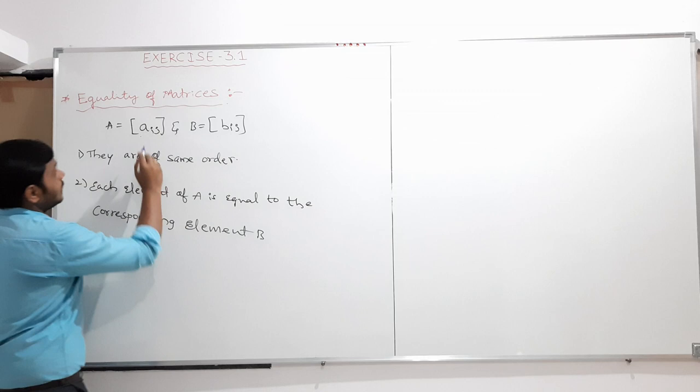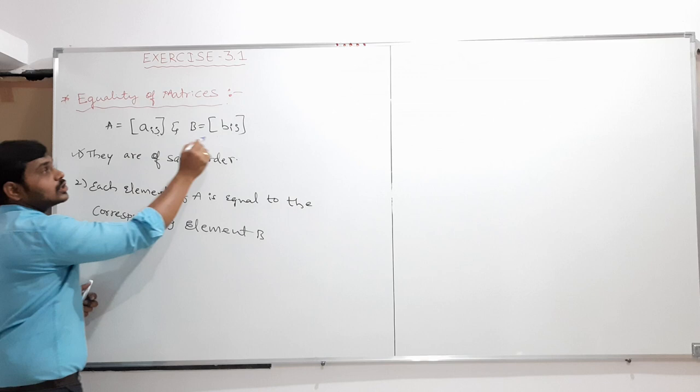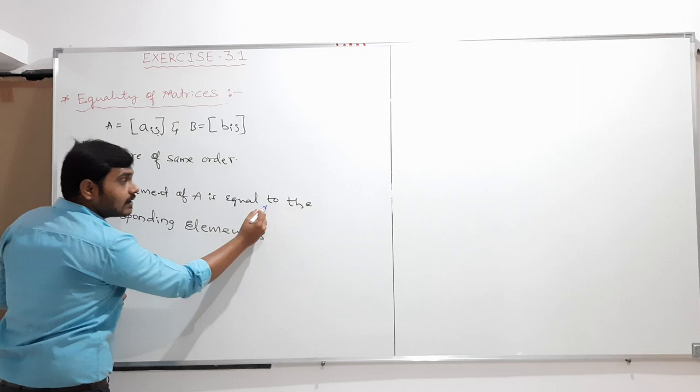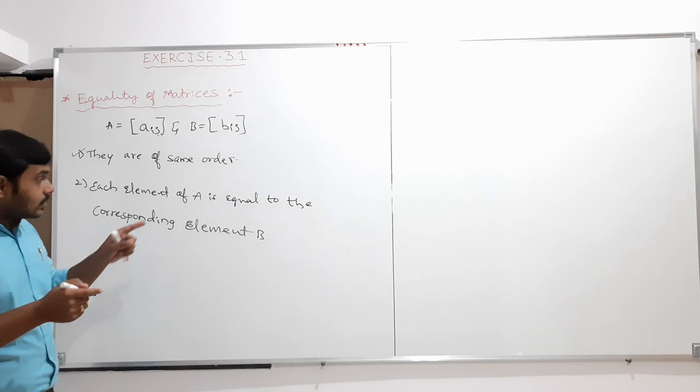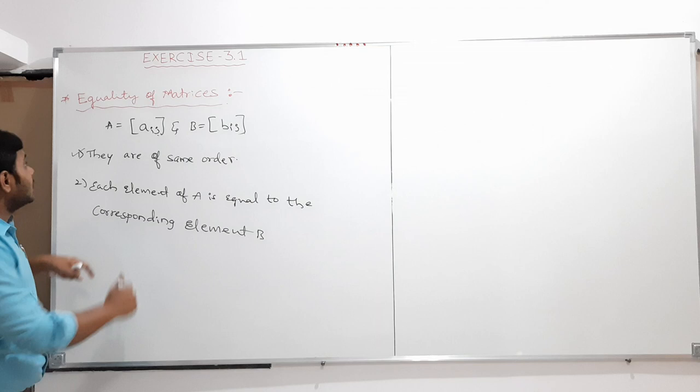So the two matrices are equal if they are of the same order. Whatever the order of this matrix is, the same order should be in this matrix also. Then we can say the two matrices are equal. This is the first condition. Another condition is that each element of A is equal to the corresponding element of B. Whatever element the matrix A contains, the corresponding element in the matrix B should be the same. If these two conditions are satisfied, then we can say those two matrices are equal matrices.